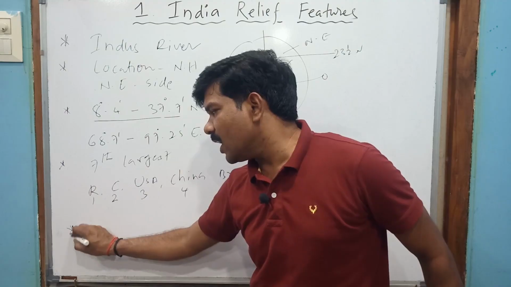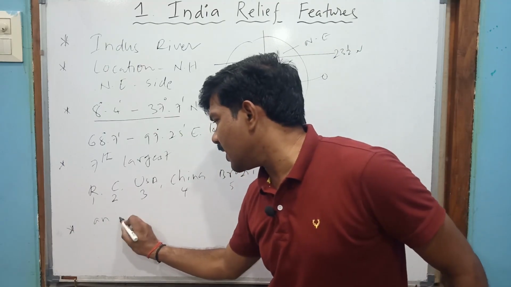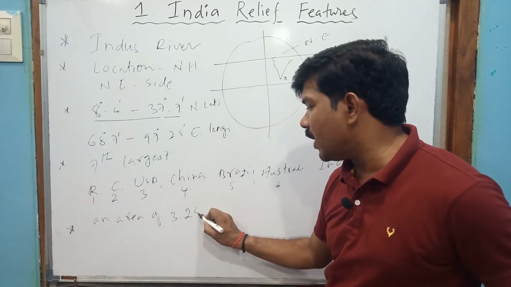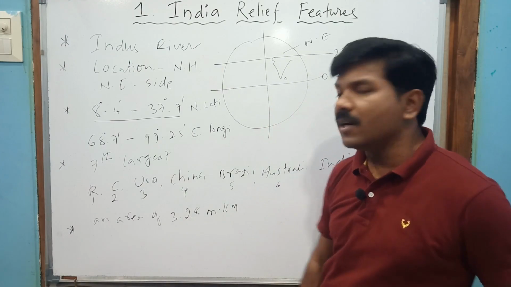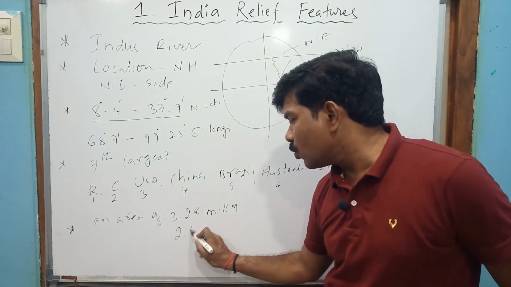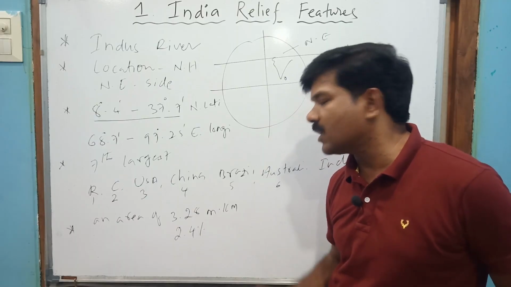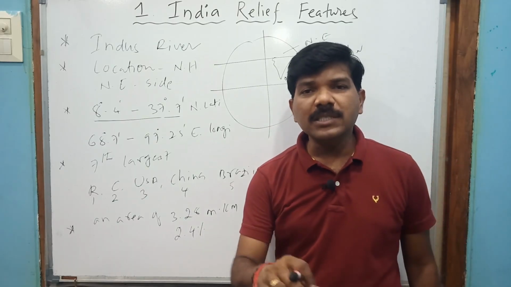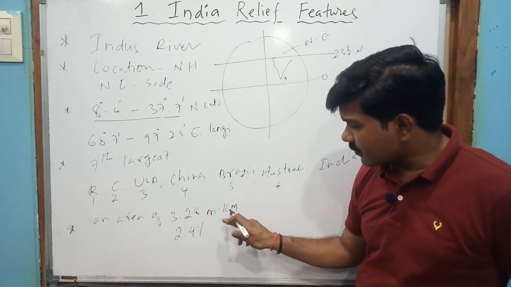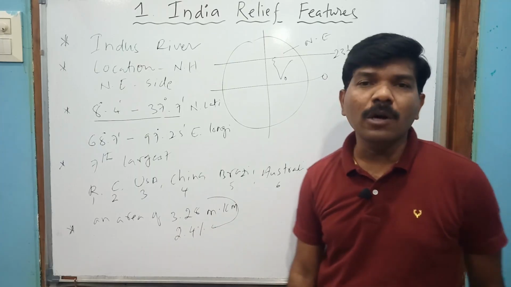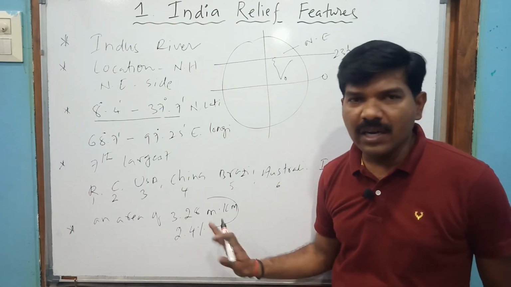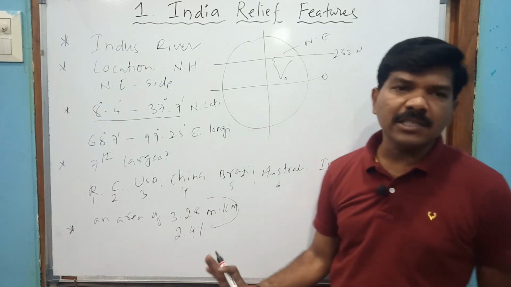India's land area is about 3.28 million square kilometers. It accounts for 2.4% of the world's geographical area. So India's landmass is 3.28 million square kilometers. This is about India's location.